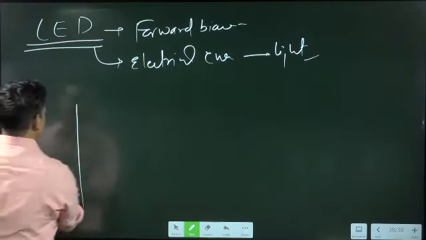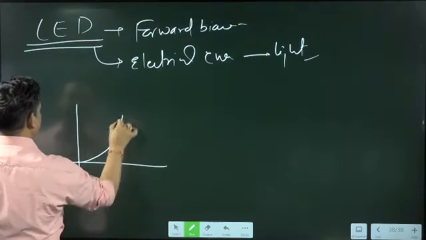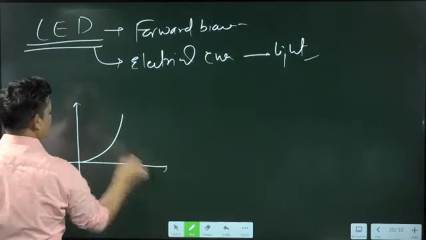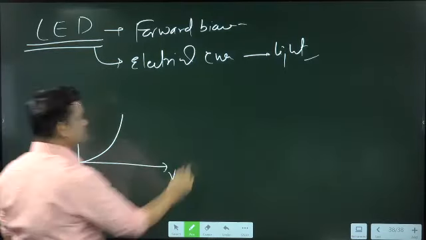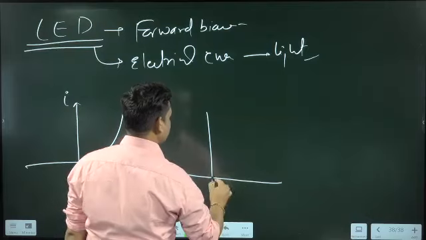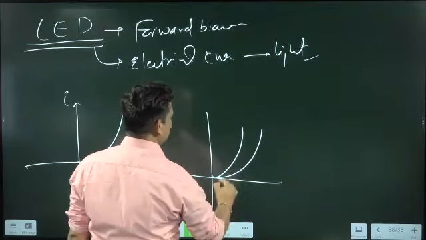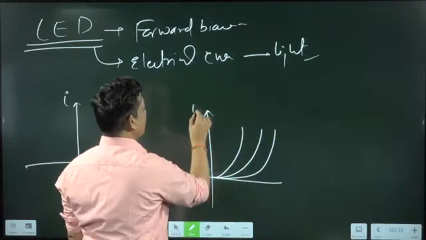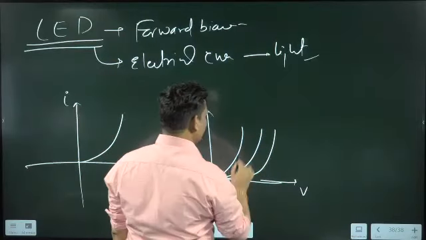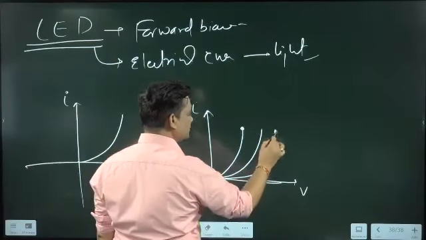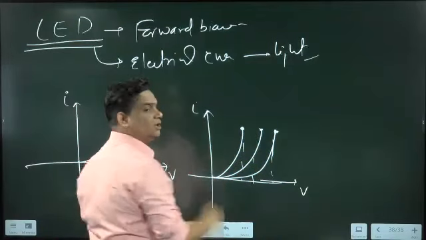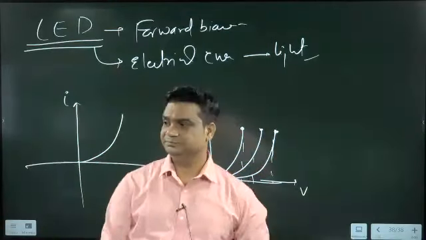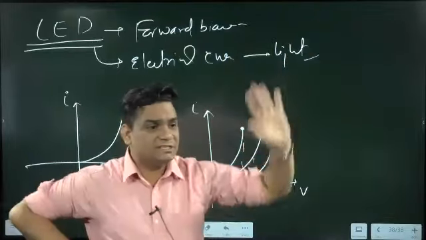What is the graph of this? It is forward bias, so the forward graph is like this. This is I and this is V. Now they can ask a question related to this: we have these three graphs, and you need to tell which one has which color. If the potential is more, then ultimately the energy will be more.